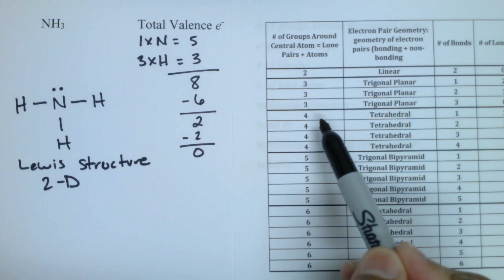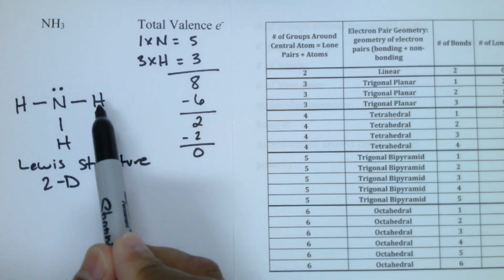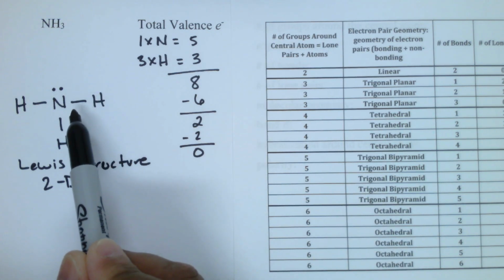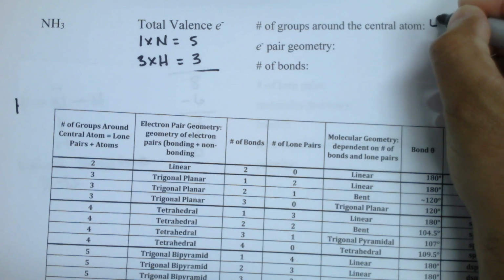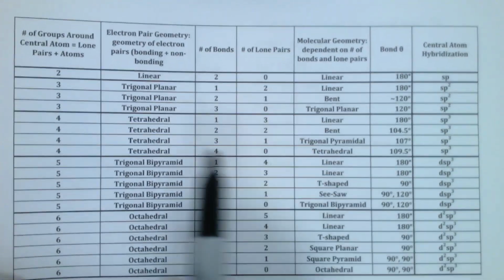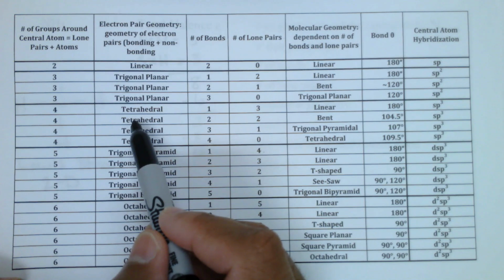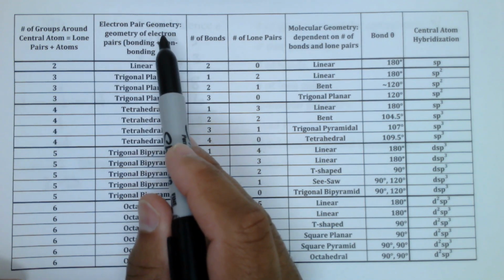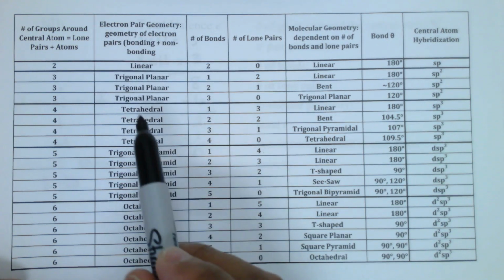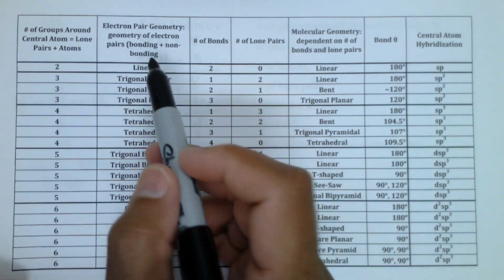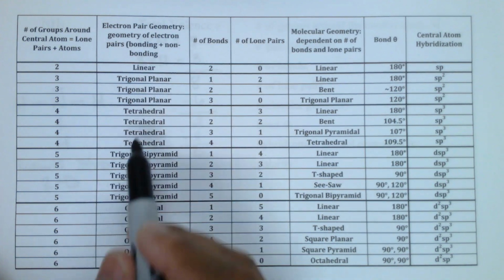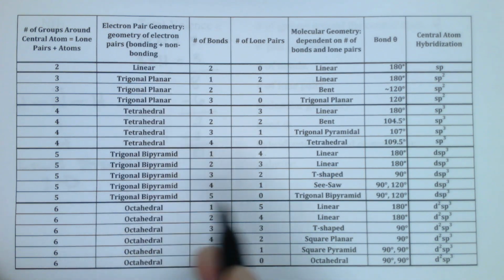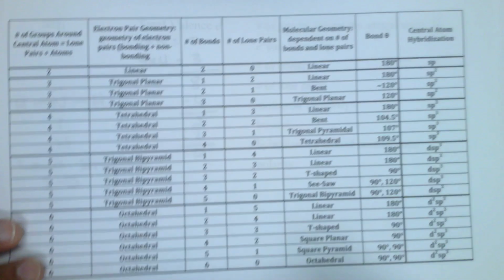So the groups around nitrogen, 4. Each hydrogen is bonded by a pair of electrons, and then we have the lone pair. There are 4 groups. And from the table, you can see those 4 groups will give us that electron pair geometry. So there are 4 pairs of electrons here that are giving us some shape. And the electron pair geometry is coming from those electron pairs, bonding and non-bonding. And so those 4 pairs of electrons give us the tetrahedral shape.